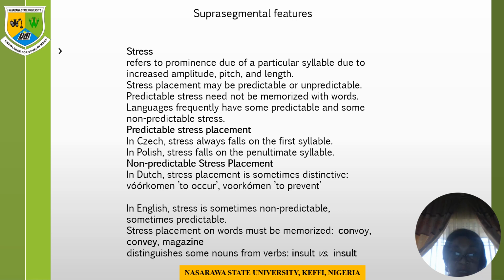Non-predictable stress placement. For example, in Dutch, stress placement is sometimes distinctive. For example, voorkomen, meaning to occur, and voorkomen, meaning to prevent. In English, stress is sometimes non-predictable, sometimes predictable. Stress placement on words must be memorized in English. For example, convoy versus convey, or magazine. Stress in English distinguishes some nouns from verbs.